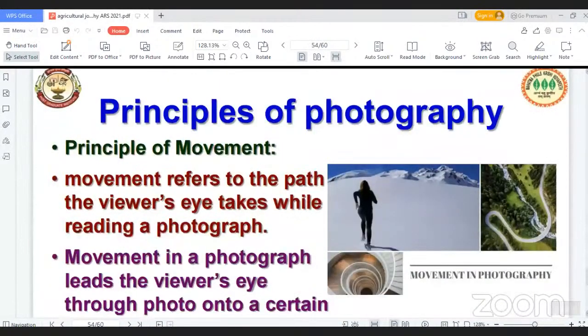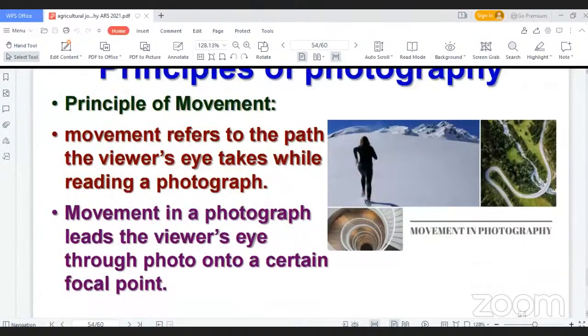Then the principle of movement. Movement refers to the path the viewer's eye takes while reading the photograph. Generally we follow different types of patterns, and the Z pattern is followed by our eye movement while reading everything. Movement in photographs leads the viewer's eyes.